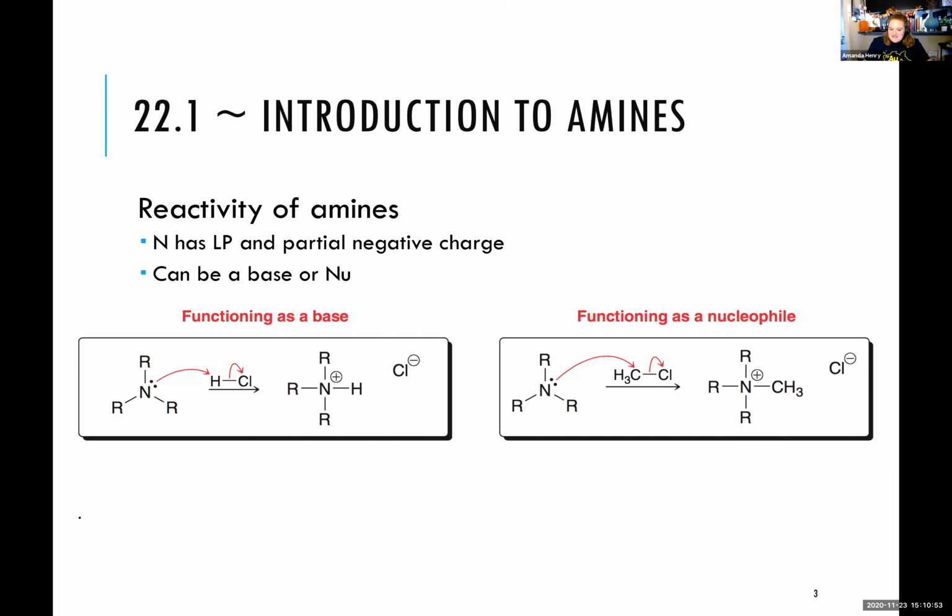Amines can be bases and nucleophiles. Amines can do both jobs. So when they act as a base, it means that they're using their electrons to grab onto a hydrogen. When they're acting as a nucleophile, they're using those electrons to grab onto something that's not a hydrogen. That's really the only difference. So when we talk about a proton transfer or a nucleophilic attack, it's the same process. It's just whether or not our electrophile is a hydrogen or not a hydrogen.